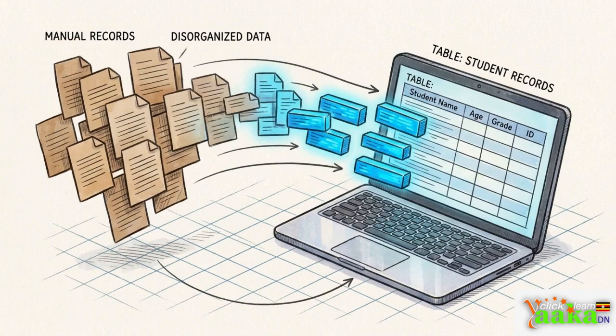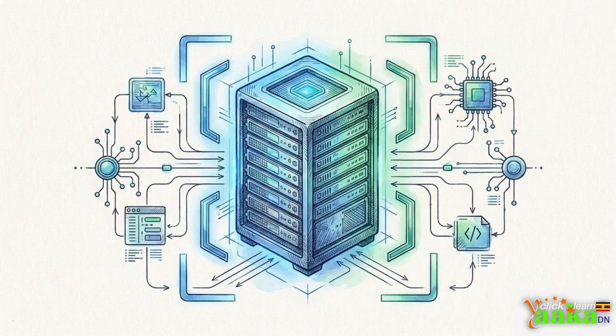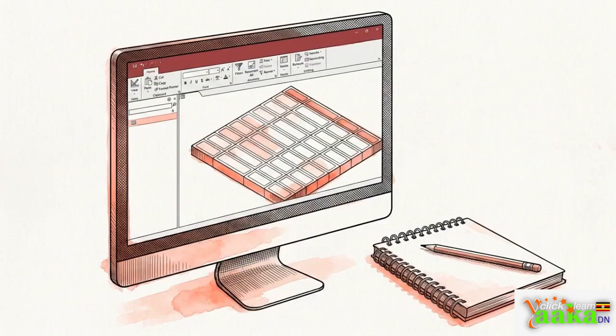At its simplest, a database is just a way to keep related information organized on a computer. To create and manage that information, we use a specific type of software called a database management system, or DBMS. Microsoft Access is a common example you might use in school.